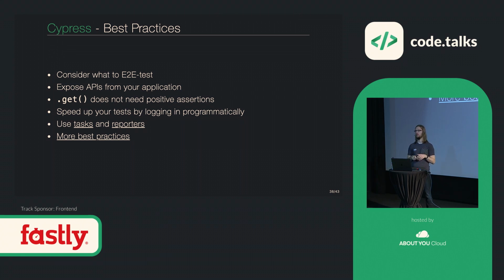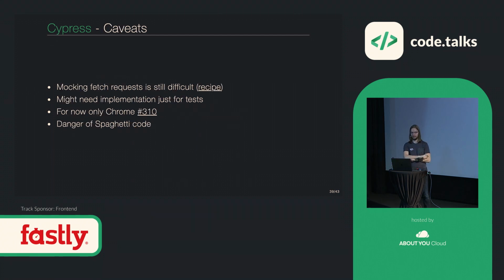Cypress actually has really good and fun to read documentation, because it's a tool that's super fun to work with. That being said, there are some caveats that we should be aware of. One is mocking fetch requests is actually still a bit difficult as of today. There is an ongoing merge request discussion to make this easier, but right now there's a recipe we can use. It's basically copying 50 lines of code and you're done. But it's not yet built in.